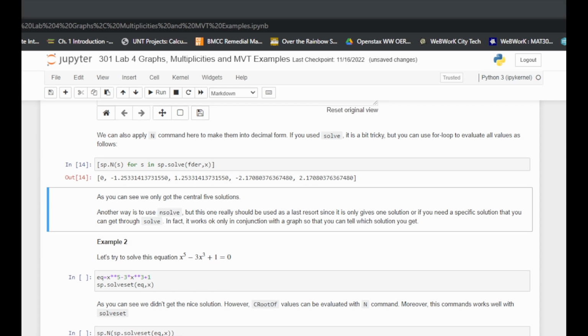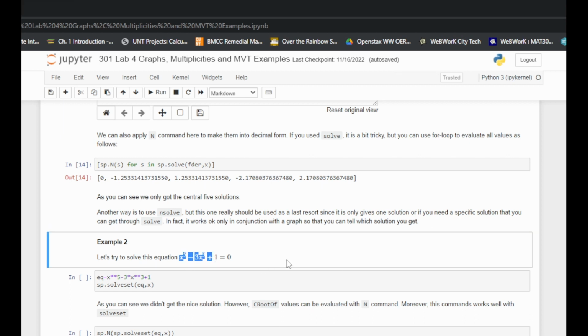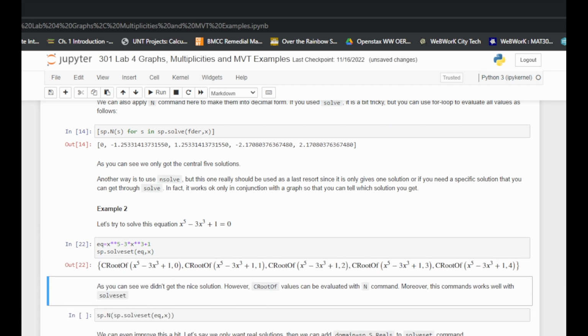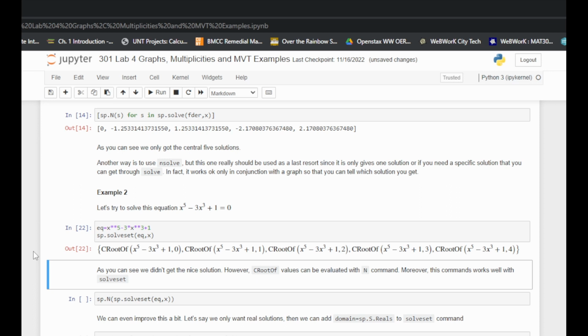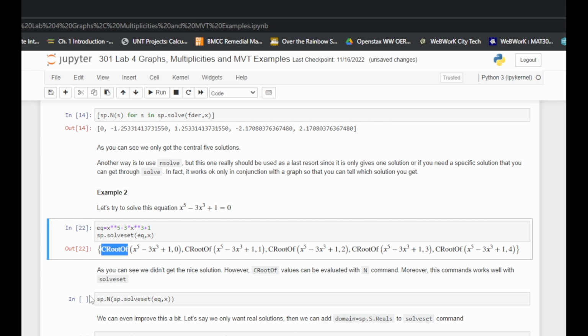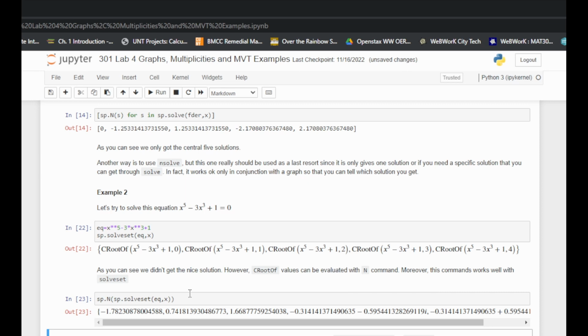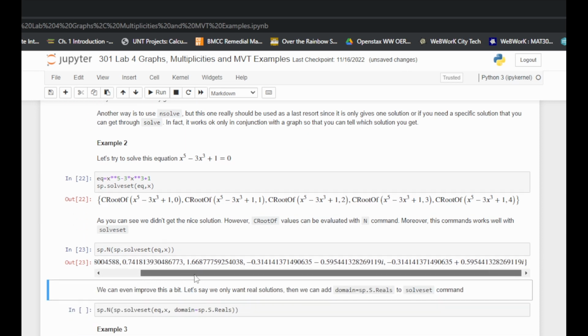Now let's look at another example with solve commands. This time I want to find zeros of this quintic polynomial. If I apply a solveset command to it, I do not get clear solutions. However, whenever you see CRootOf commands, this means you can always apply n command to estimate it in decimal form. This will usually happen for complicated polynomials or rational functions. So if I apply n command in this case, as you can see, we get much nicer solutions.